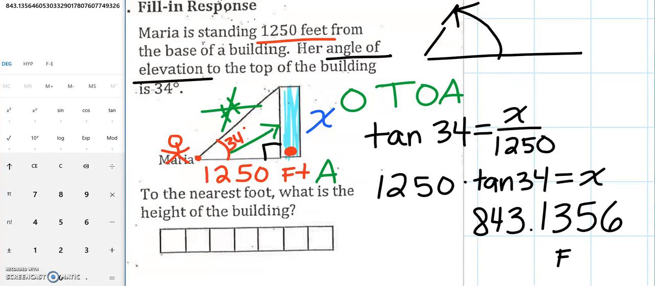843.1356 feet. Now, how do I need to round? It says to the nearest foot. Okay, whole number. They didn't say to the nearest hundredth, tenth, nothing. To the nearest foot. So I'm going to take a look at this 3, and the one next to it tells me to round down. So my final answer is 843 feet. Okay, next problem.